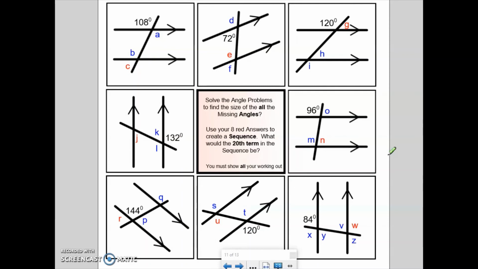So could you find all the angles A to Z with some explanation, with some working out, and then once you've unpaused the video, I will go through my solutions to the task.